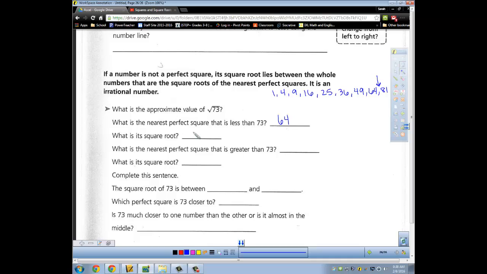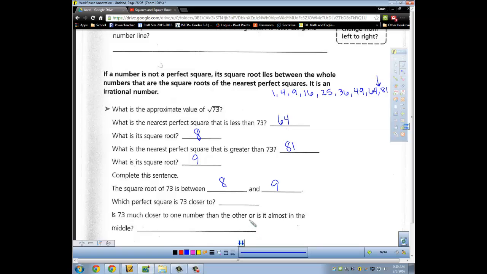What's the square root of 64? 8. What is the nearest perfect square that is greater than 73? So 73 would be here. The next number up would be 81. Square root of 81 was 9. So the square root of 73 is between 8 and 9.